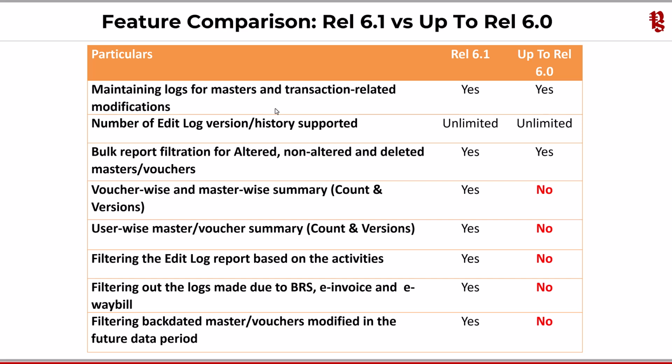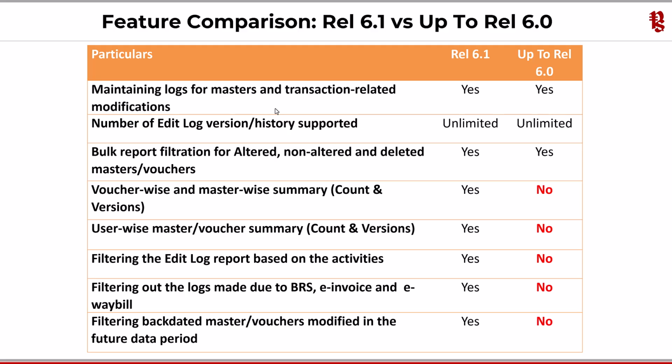Now comes the new enhancements. Voucher wise and master wise summary, count and version. Earlier it was not there. Now we have voucher wise count of modification or deletion as a dashboard report. User wise master voucher summary, again count and version. Version is basically how many times a particular master or voucher has been altered.